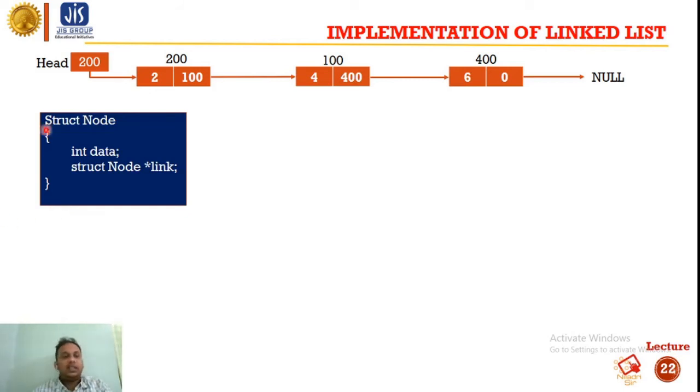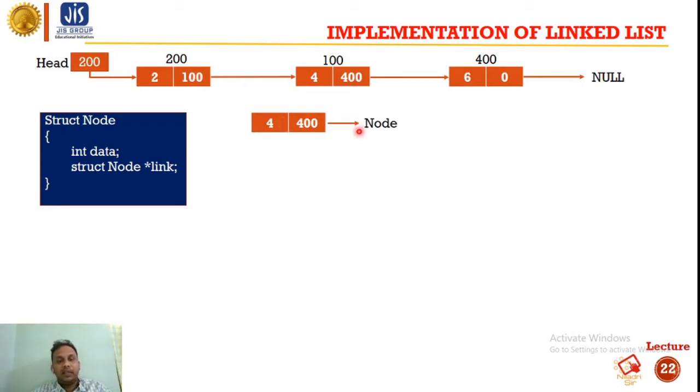So this is the code for the linked list node. Our node basically contains two parts. One is the data part and another one is the link part. Here we have used struct node. So node has two parts: one is int data and another one is the pointer link. It basically holds the address.